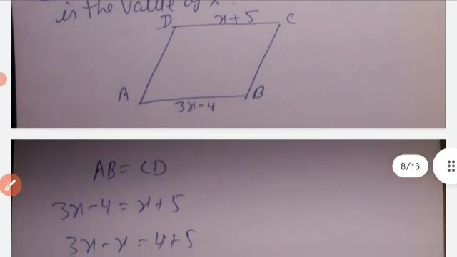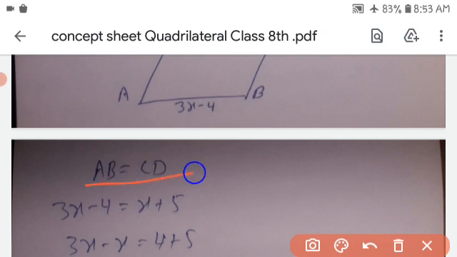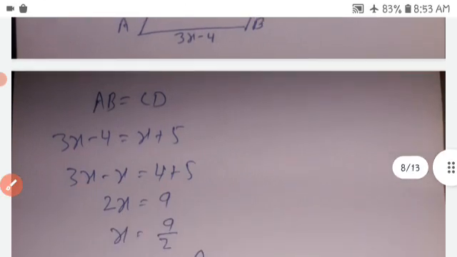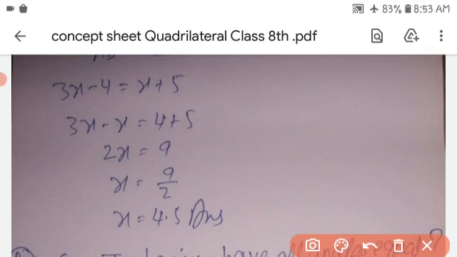In a parallelogram, opposite sides are equal. So AB is equal to CD. Now 3x minus 4 equals x plus 5. 3x minus x equals 4 plus 5. 2x is equal to 9. The value of x is equal to 4.5.